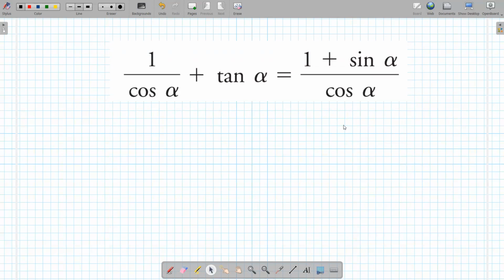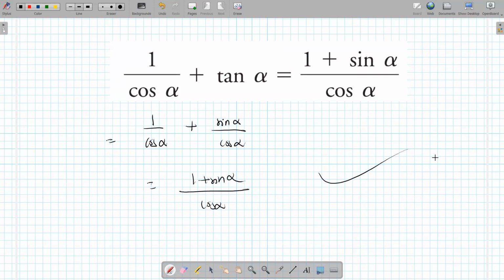I guess you don't want to start on the right side because you can't do anything there. But on the left side, you can definitely change that tan into a sine over a cos. Let's try that, because that's the only thing that we can do. And actually, you're done. It's super simple, because you have the same denominators. You combine them, and on the numerator, you get 1 plus sine alpha. Super easy, 2 steps. That makes sense?